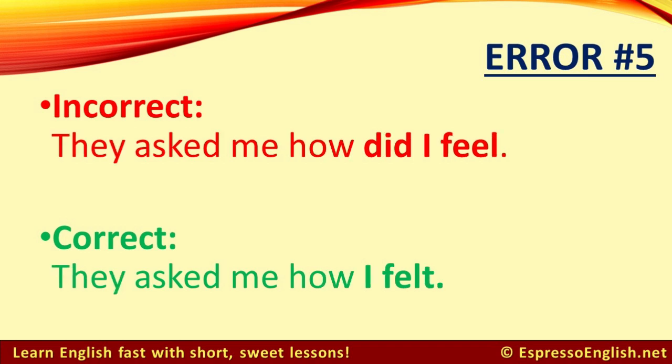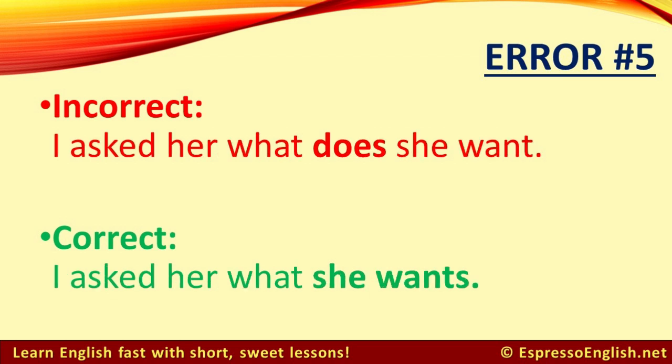Here are more examples. They asked me, how did I feel, is incorrect. The correct sentence is, they asked me how I felt. I asked her, what does she want, is incorrect. Instead, you should say, I asked her what she wants.